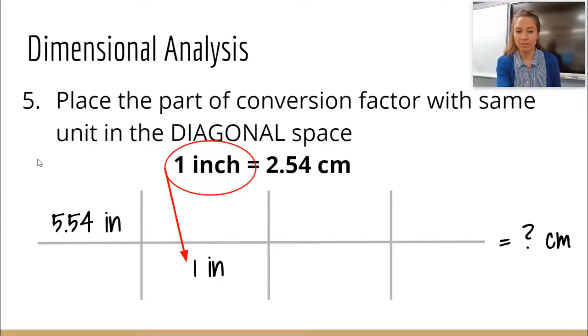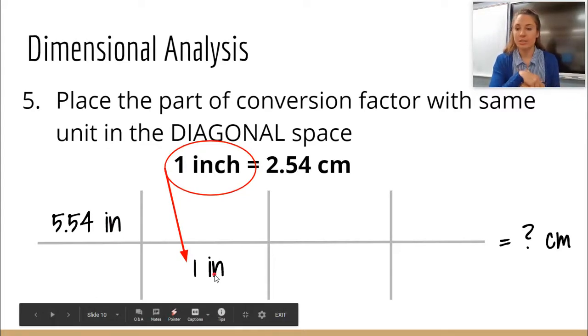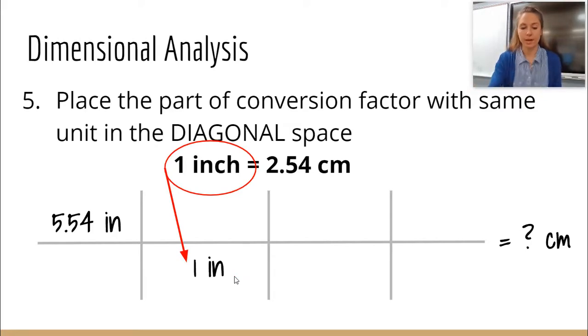So now that I have my conversion factor, this is a really, really important step. Okay, you are going to put the part of that conversion factor that has the same unit as the starting box diagonal. If you have inches up here, you want inches diagonal. And the reason for that is we want these to cancel each other out. We are trying to get a number with the unit of centimeters. We don't want inches anywhere in our final answer, so we need to cancel out the inches unit so that we can completely convert that 5.54 into centimeters. Okay, so we put the inches diagonal. That's a huge step that you've got to get into your head. You've got to practice that.